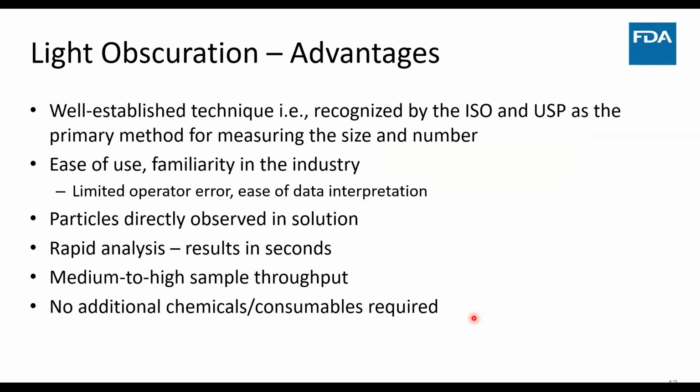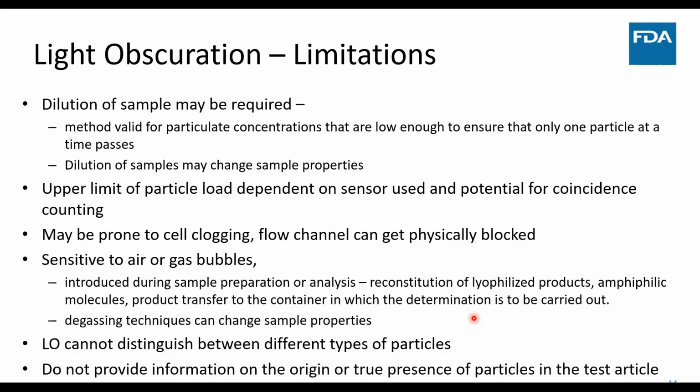I think I did mention some of them in the previous slide. It's a very well-established technique. It's recognized by the ISO and USP as the primary method for measuring the size and number of particles in the products. Very easy to use, with high familiarity in the industry. It involves limited operator error because of the ease of use, and it's quite easy to interpret the data. You have your number of counts, which corresponds to the number of times the light source is blocked, and the equivalent circular diameter that you get by using the calibration curve, which is in the instrument already. Your particles are being directly observed in solution, with rapid analysis, the result is in seconds, medium to high throughput, and very little or no consumables are required.